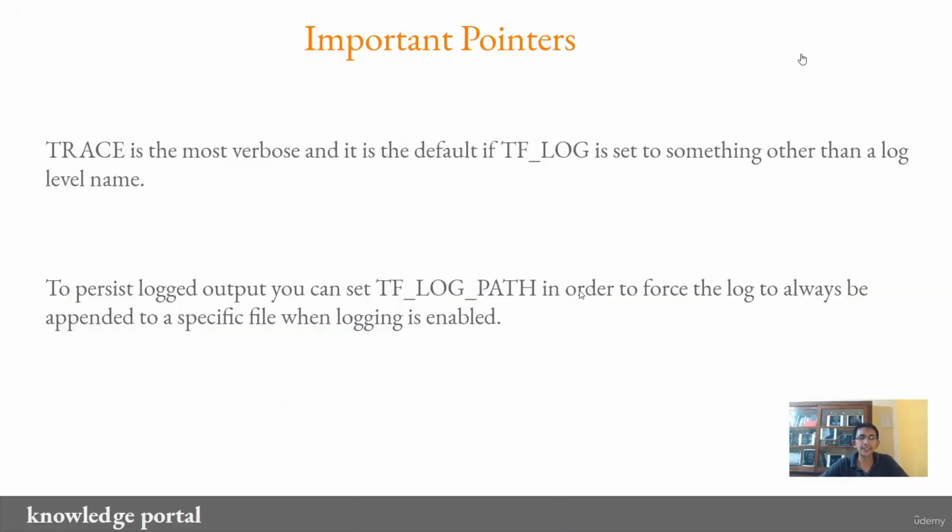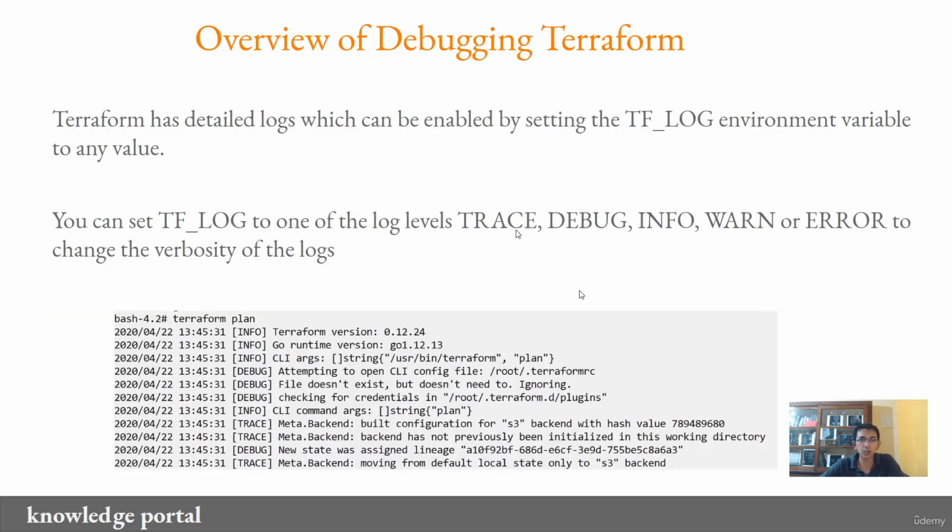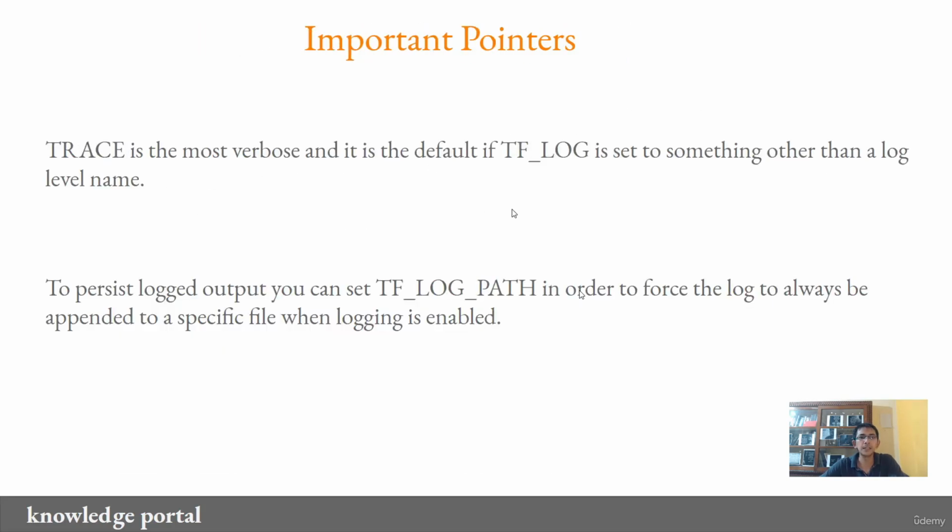Before we conclude, let's look into some of the important pointers for today's video. First one is that trace is the most verbose and it is the default if TF_LOG is set to something other than a log level name. So among all of these, trace provides the most verbose mode. Second, to persist log output, you can set the TF_LOG_PATH in order to force the log to always be appended to a specific file when logging is enabled. This is also something that we have already seen.